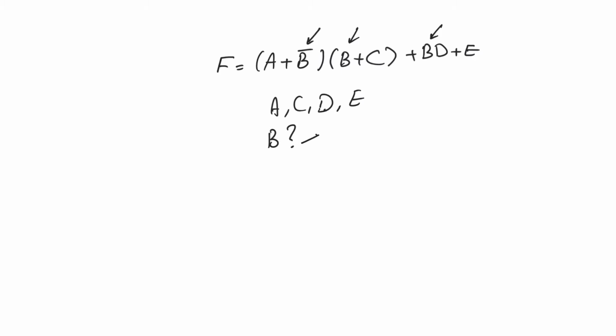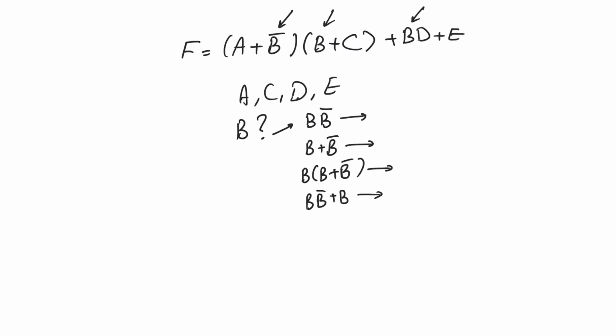What we're looking for is structures of the form B B bar, or B plus B bar, or B into B plus B bar, or B B bar plus B. So any of these is going to cause a hazard to occur. The first is going to cause a static 0 hazard. The second is going to cause a static 1 hazard. The third is going to cause a dynamic 1 to 0 hazard, and the fourth is going to cause a dynamic 0 to 1 hazard. So we have to figure out which of these could actually result from the function above.